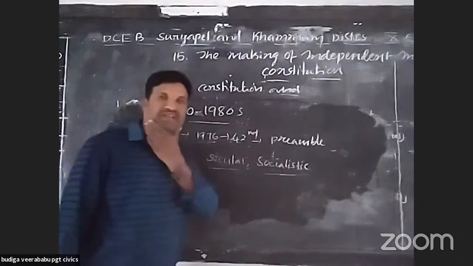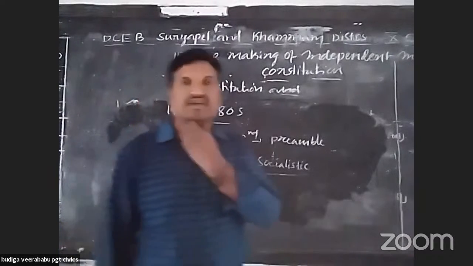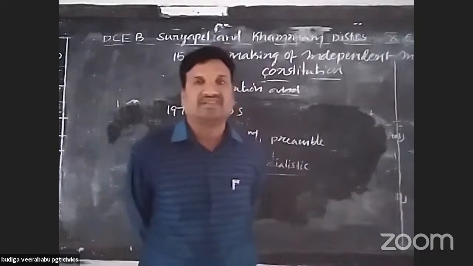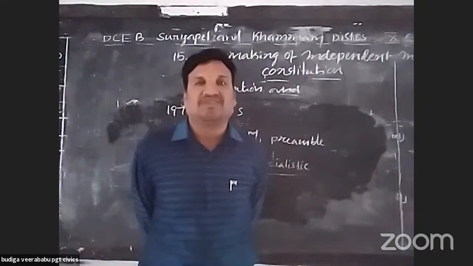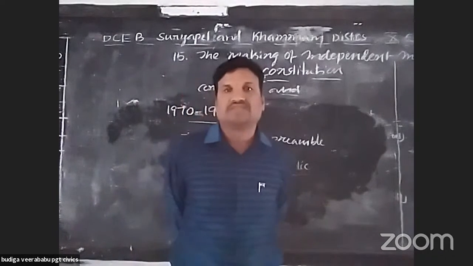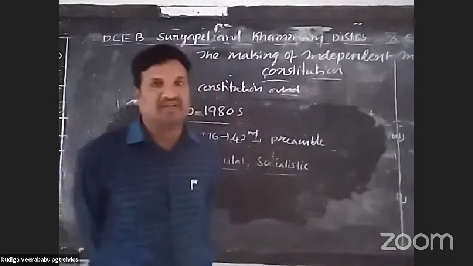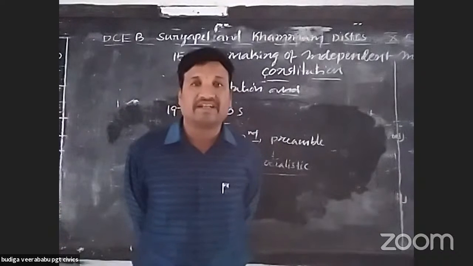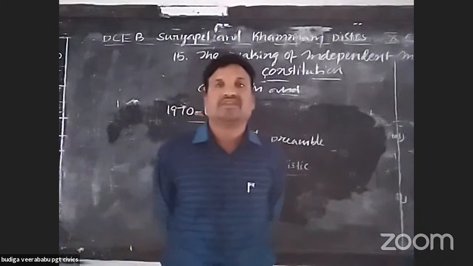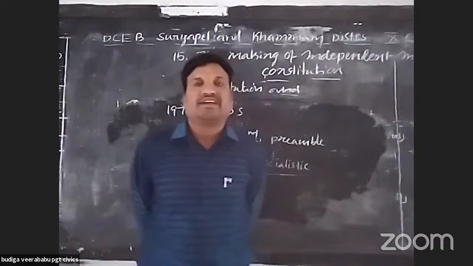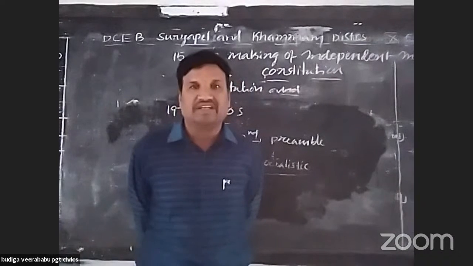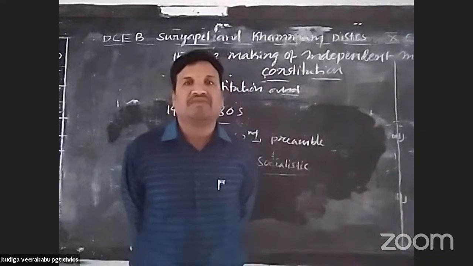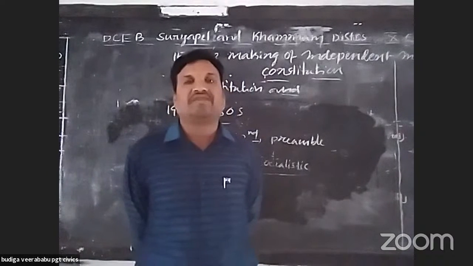At the same time, in 1975-76, at the time of Srimati Indira Gandhi as Prime Minister, she did a lot of changes in the constitution. Especially she gave the slogan Garibi Hatao. Garibi Hatao means to eradicate poverty in Indian society. If we want to eradicate poverty in Indian society, we should follow socialistic principles. Especially we want to introduce welfare programs in society.